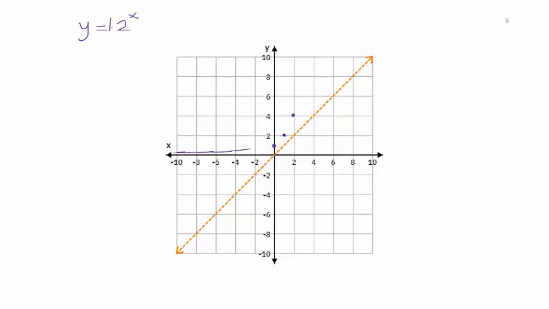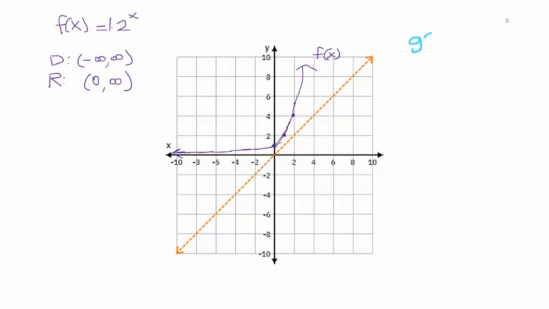And what happens with exponential functions is that they should have a horizontal asymptote. So this imaginary line that the graph approaches, in this case, is the x-axis. We can see that the domain of this function is from -infinity to infinity, but the range is not all real numbers. The y values are always positive, and so we're going to say the range is from 0 to infinity.